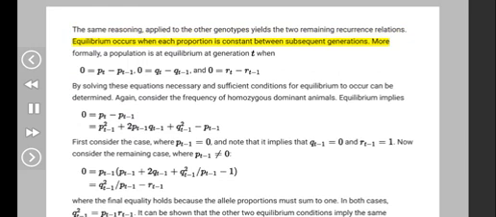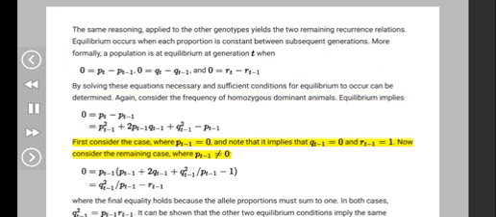Equilibrium occurs when each proportion is constant between subsequent generations. More formally, a population is at equilibrium at generation when solving these equations, necessary and sufficient conditions for equilibrium to occur can be determined. Again, consider the frequency of homozygous dominant animals. Equilibrium implies first consider the case, where, and note that it implies that n.